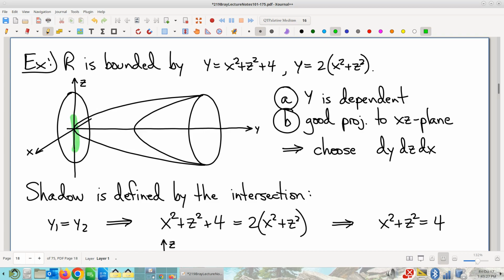So this is a great example, I think, of a good reason to use the projection point of view, because hard though it is to draw it, I think it's pretty easy to see that its shadow in the XZ plane, its projection into the XZ plane, is just a disk. Right? Does that seem reasonable? Everybody kind of buying that?